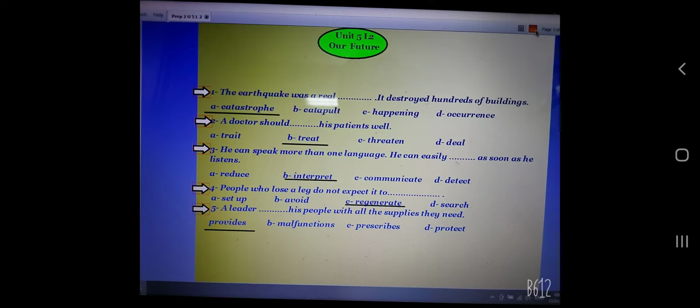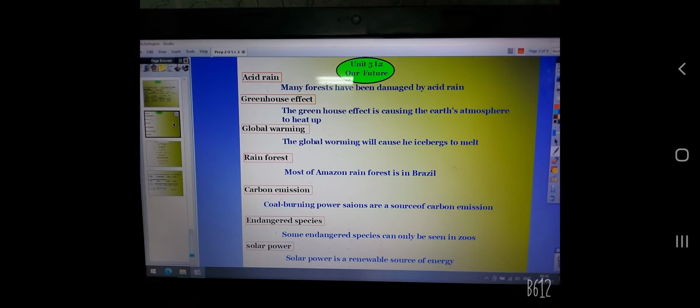That's our revision. Let's begin with our new words. Number 1, acid rain. Acid rain is rain that can damage the environment and is caused by chemicals in the air. For example, many forests have been damaged by acid rain.